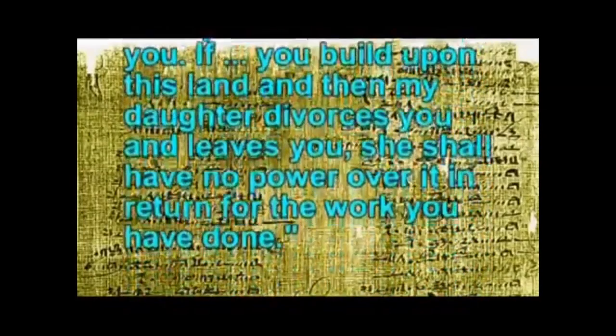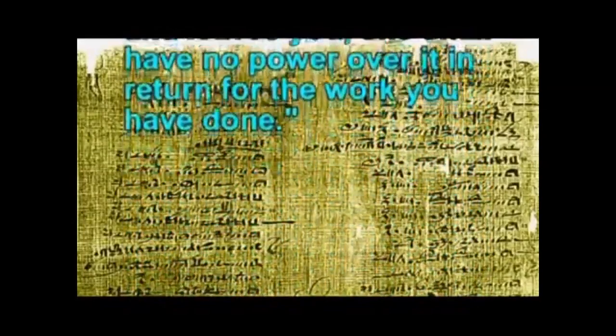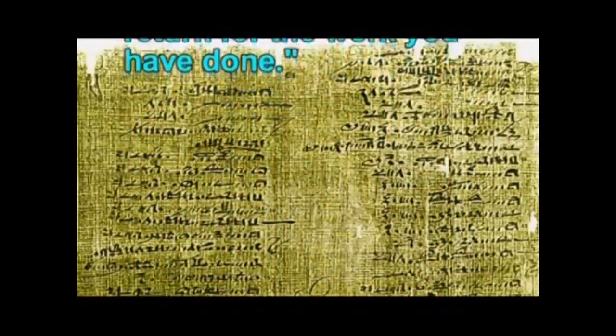If you build upon this land, and then my daughter divorces you and leaves you, she shall have no power over it in return for the work you have done. Notice those words, if my daughter divorces you. It was just as well they were written in, because Mitbahir did indeed divorce the unfortunate Jazaniah. She married an Egyptian, a non-Jew, an Egyptian called Pai. And that marriage too didn't last, and she ended up marrying a Jew called Ashur. She must have been quite some girl.